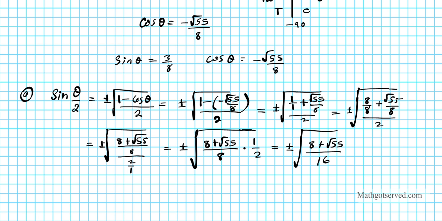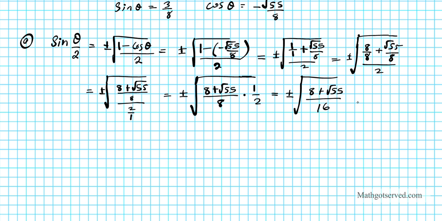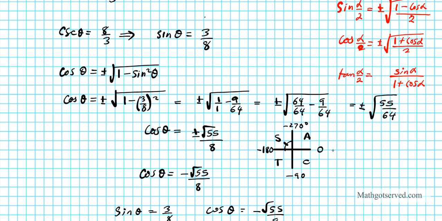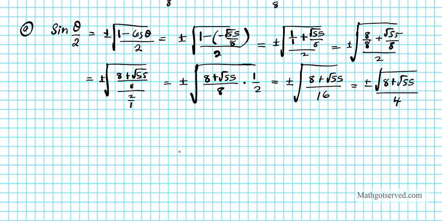Okay, now we're going to separate the square root into the numerator and the denominator, so we have plus or minus the square root of 8 plus root 55 over root 16. The square root of 16 is simply 4. Alright, so the question is, is sine theta over 2 positive or negative? Now remember, this angle here is for theta, okay? It's not for theta over 2. We need to draw a separate one for theta over 2.